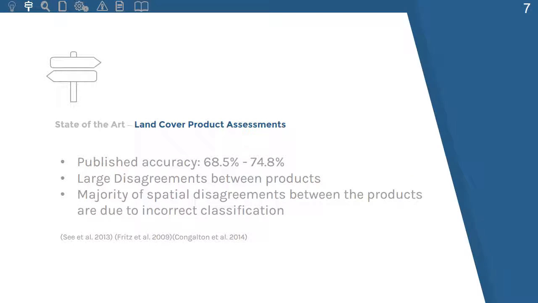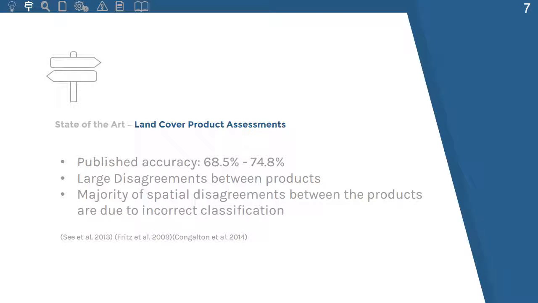So that was a bit of my short motivational talk of why I chose to do this thesis. And now I'm going to talk a little bit about the state of the art. So the current literature basically agrees that the published accuracy of land cover products is somewhere between 68 and 75%, which if you think about it, it's not that high.